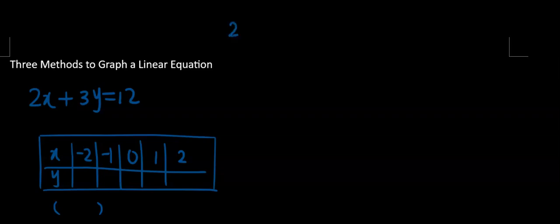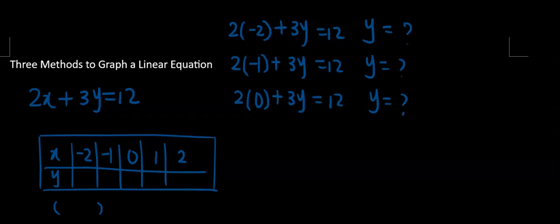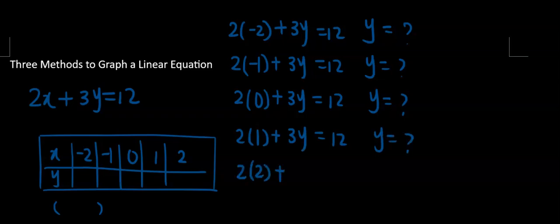So the first one, x is -2, plus 3y equals 12. Go ahead and find what is y. Next one, x is -1, plus 3y equals 12. What is y? Next one, x is 0, plus 3y equals 12. What is y? Next one, what is y? Last one, okay, due to the fact that everyone knows how to calculate this, we're just going to skip this, save some time.